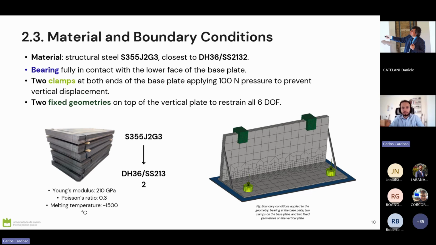Regarding the boundary conditions, the goal was to replicate as closely as possible the constraints presented in the paper. For that, a bearing contact was applied under the base plate, allowing only in-plane motion, while two clamps at the plate applied a 100 Newton compressive load to prevent vertical lift during heating. Additionally, two fixed geometries were placed on top of the vertical plate to restrict motion during the first welding pass.